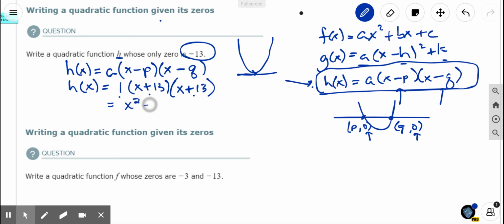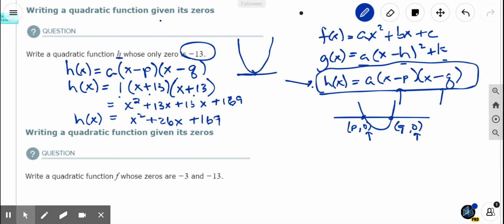We get x squared plus 13x plus 13x plus 169, sorry. 13 times 13 is 169. So h of x is equal to x squared plus 26x plus 169. All right, that is the answer.